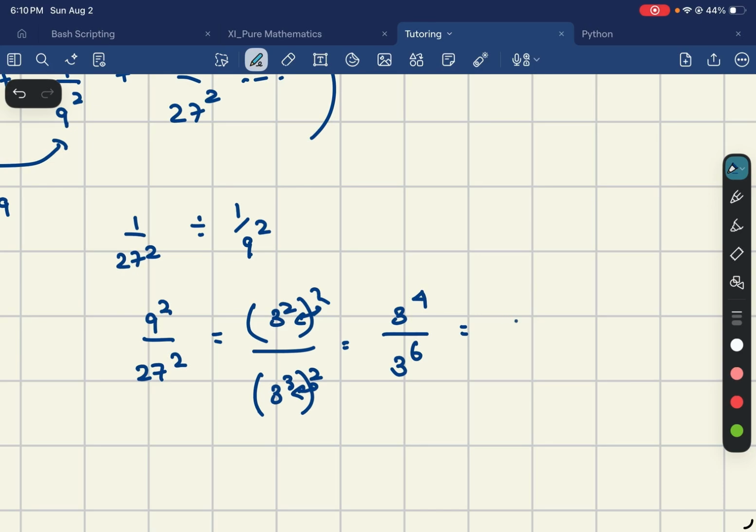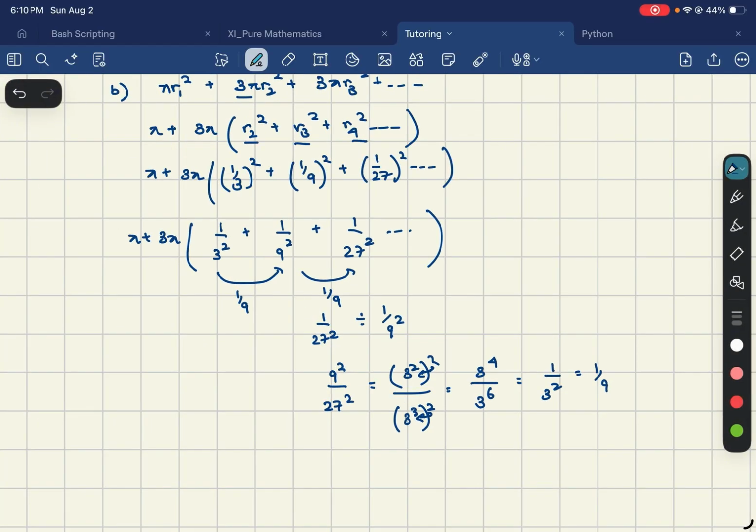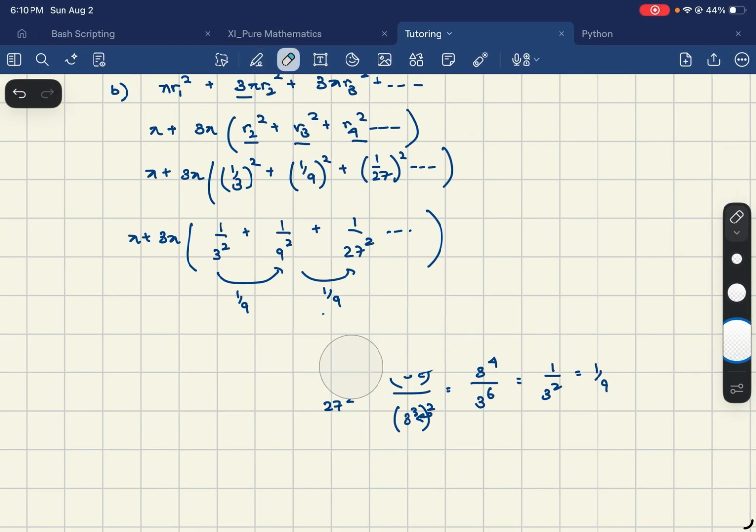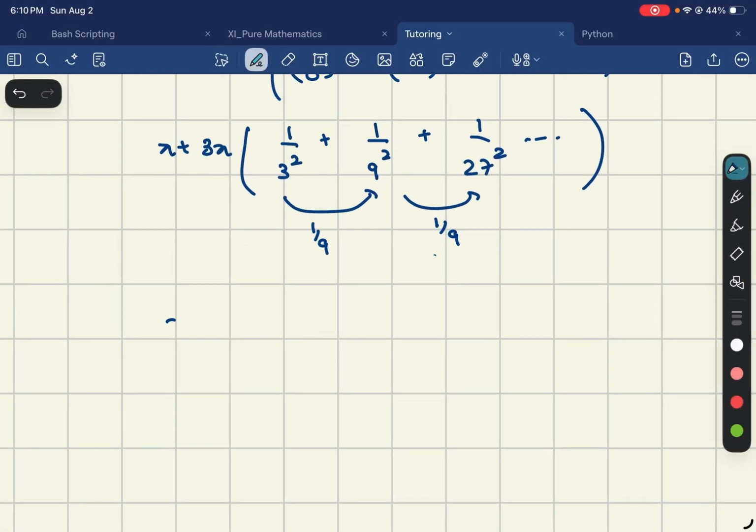So now this gives me 1 over 3 squared, which is just 1 over 9 again. So this is also 1 over 9. All right, so this is indeed a geometric series. This is also going to form a geometric series with a common ratio of 1 over 9. So now you can just do pi plus 3 pi. 1 over 9 is less than 1, so this converges, right?